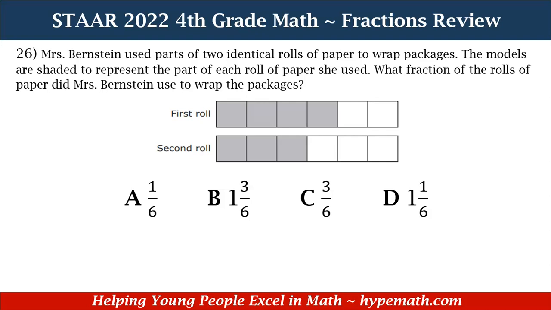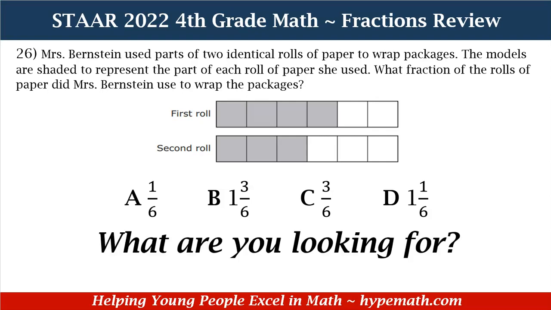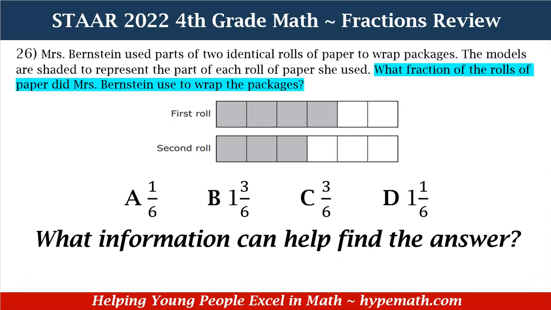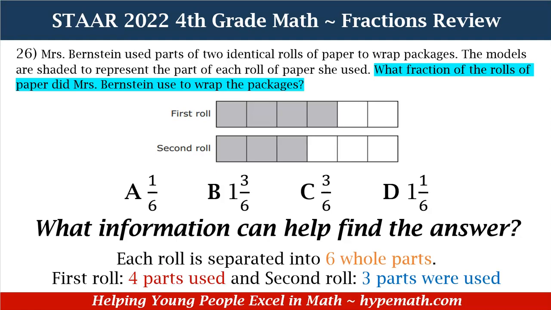In order to answer this question, the first thing we need to do is discover what we are looking for. We are looking for the fraction of the rolls of paper Ms. Bernstein used to wrap the packages. Now that we know what we're looking for, the next thing I need to do is ask myself, what information can help find the answer? First, each roll is separated into 6 whole parts. For the first roll, there are 4 parts that are used because that is what's shaded. And for the second roll, there are 3 parts that were used because 3 parts were shaded.